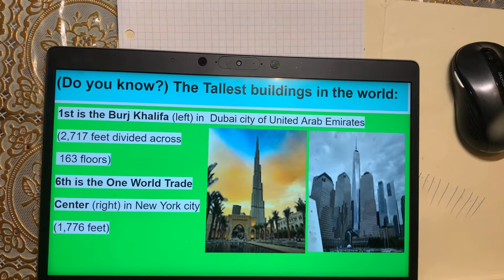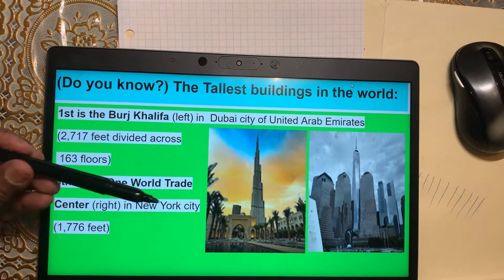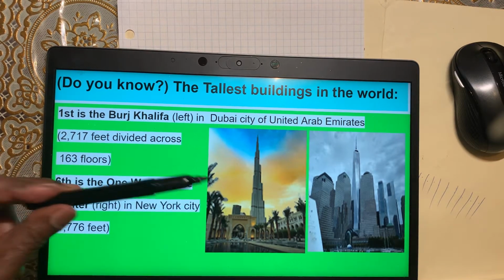Do you know the tallest buildings in the world? The first one is Burj Khalifa, at the left, in Dubai City of the United Arab Emirates, which is 2,717 feet tall with 163 floors. The One World Trade Center, at right, in New York City is sixth in the world. Dubai is one of the fastest growing cities in the world. If you get a chance to visit, that would be great.